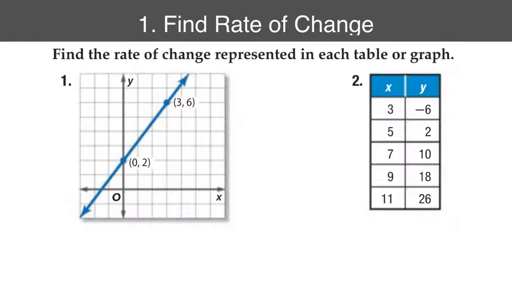So what we have here is we have a graph and we have a table. So there's two different ways you can do this. First, for the graph, anytime you have a graph, to find rate of change or to find slope, you can just count rise over run between the two dots that you have on the graph.